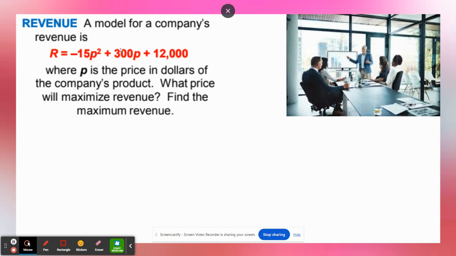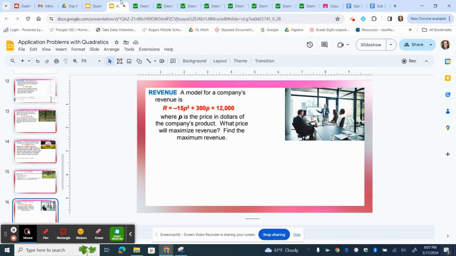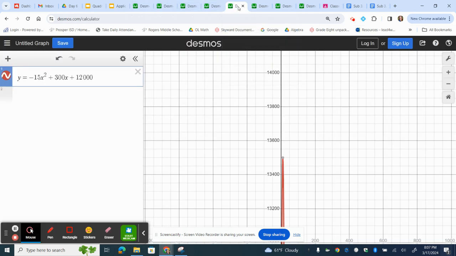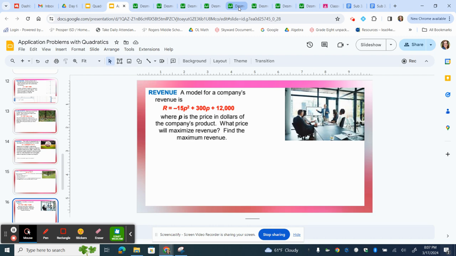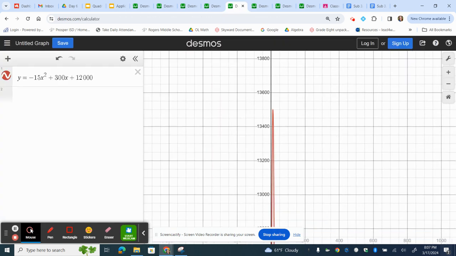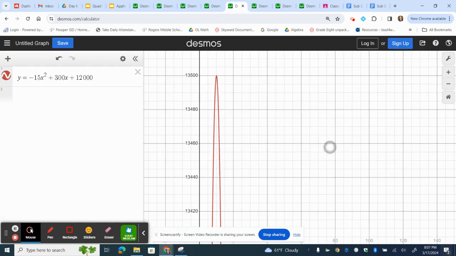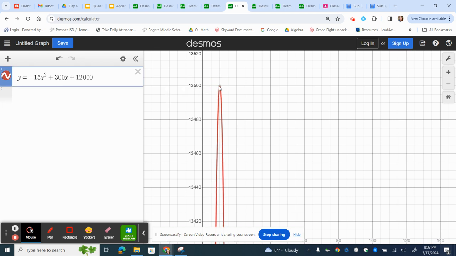So again, we need to make our p values become the x. The r is going to be our y. So our revenue is the y value. Okay, so type that into Desmos. And let me make sure I got the right one. Yes. All right, so we have our parabola here, and we're only looking for the highest point, called our vertex. So we're going to click on this. So remember, our x was our price, and our y was the revenue. So at $10, our highest revenue is $13,500.